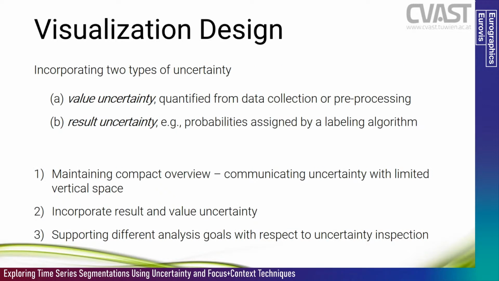Let's consider our visualization design, and the basic requirement we want to incorporate is two types of uncertainty. The first one is value uncertainty, quantified from data collection or pre-processing. The second one is result uncertainty, for example, probability assigned by a labeling algorithm. And we are aiming to maintain a very compact view where we can incorporate all the different multivariate time series and the different uncertainty, and to communicate the uncertainty with limited vertical space.